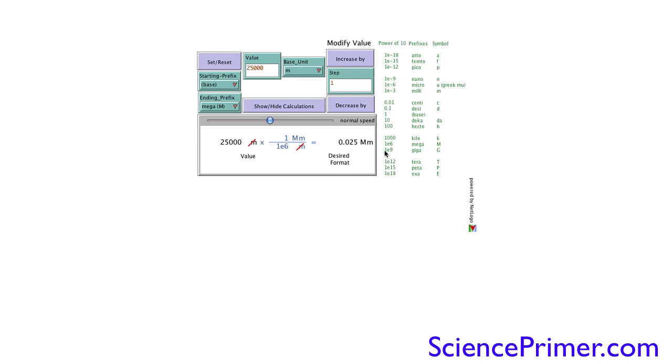Written this way, meters are in both the numerator and the denominator, so they cancel, and the value 0.025 megameters is obtained by multiplying 25,000 by 1, then dividing by 1 times 10 to the 6th. The logic of this approach is easiest to see when converting to or from the base unit, but the process can be used to convert between any two prefixes. The equation updates as the values in the illustration are changed.